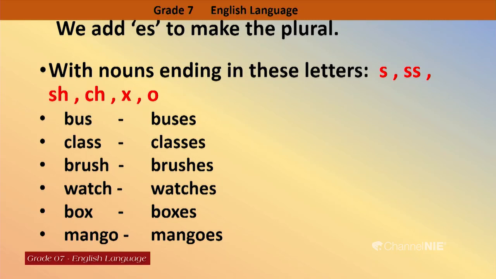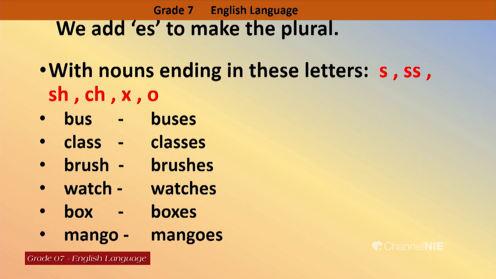Ch. Watch. The wristwatch that you wear. Watches. You add es because there is ch at the end of the word. X. Box, boxes. Then you have o. If it is at the end of the noun, you add es. For example, mango, mangoes.